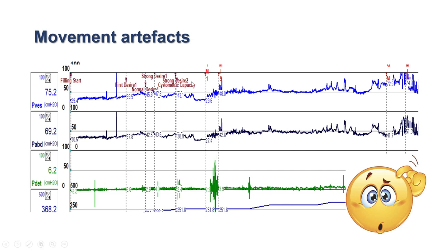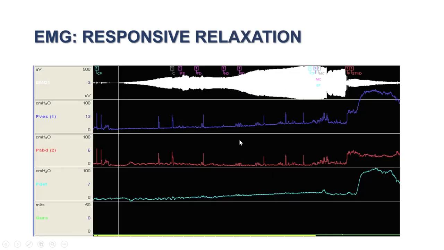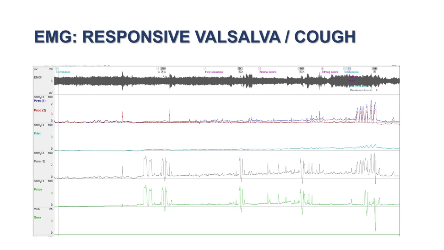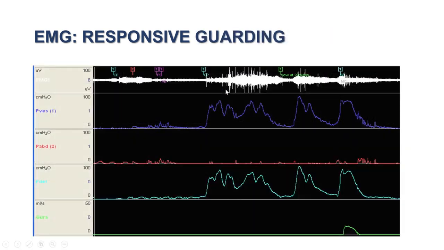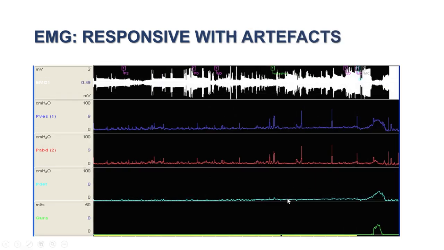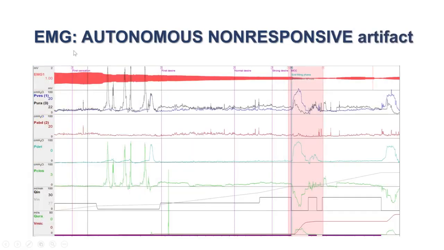That you don't see any deflection in the P vesicle or P abdomen, but suddenly you get some sort of deflection in P detrusor. In EMG, this is a proper guarding reflex and relaxation during voiding. Many times, and this is also a normal guarding reflex, overactivity leads to a corresponding increase in the EMG. Many times you will find this kind of situation, that the EMG is responsive, that is, during voiding there is a relaxation, but there is a lot of background activity in the filling phase, or this kind of spontaneous activity is not responding to anything, it is just going on its own.